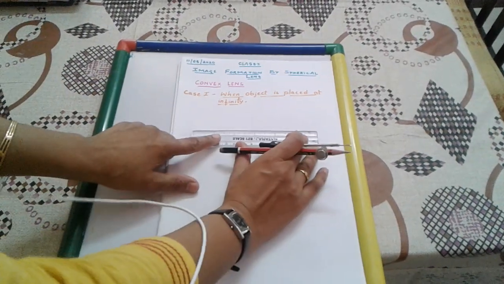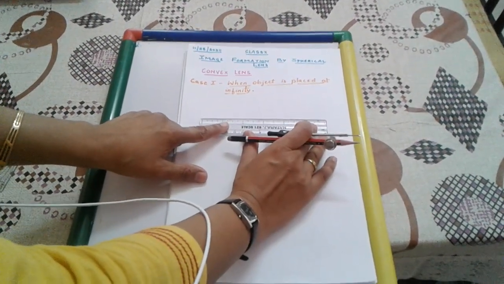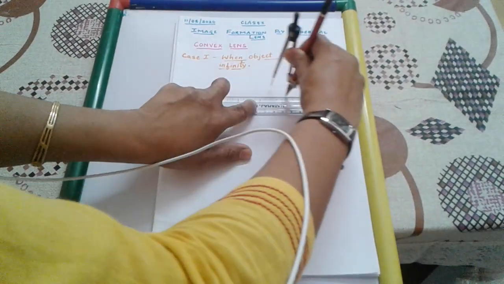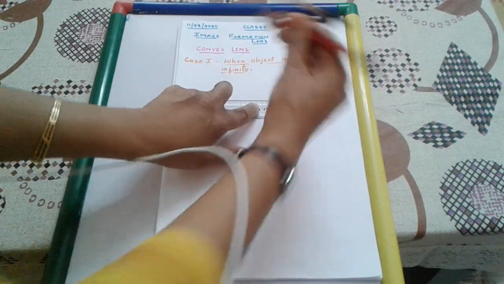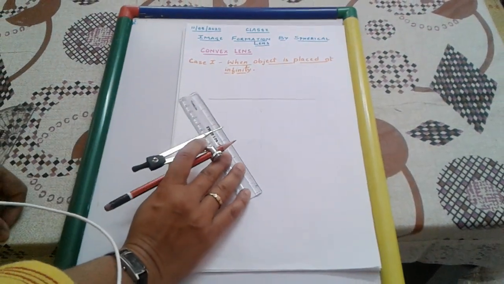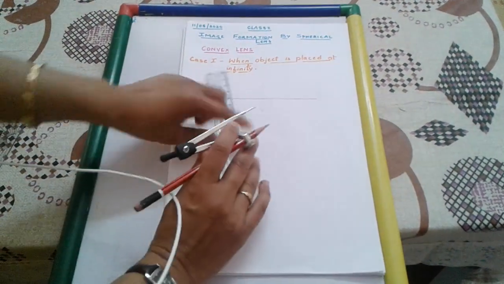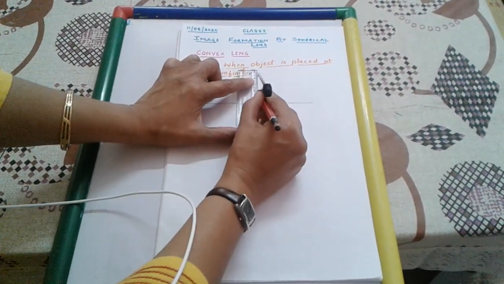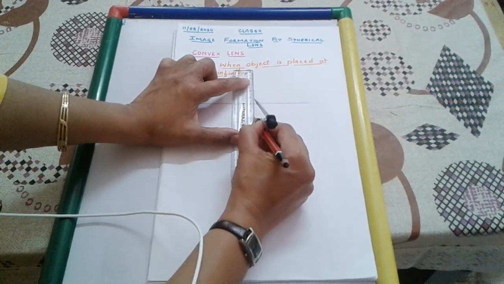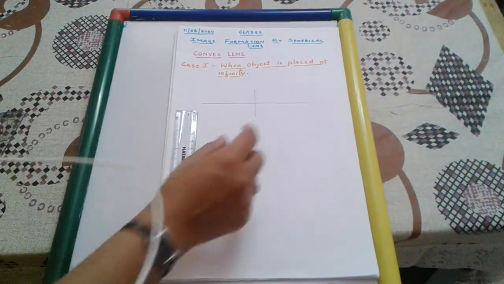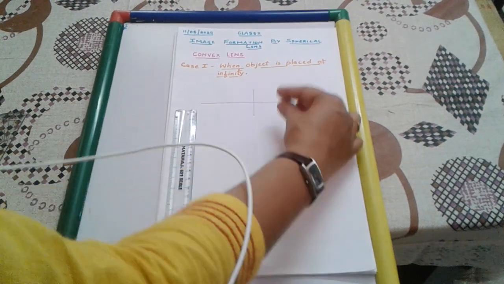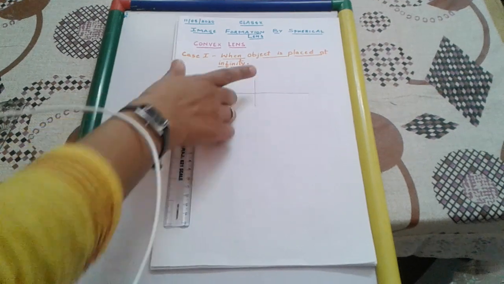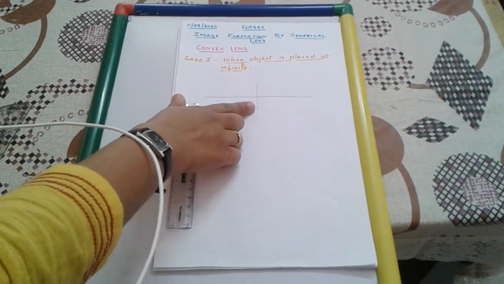So this is the first way by which you can draw. Here you will need to draw the principal axis first. With the help of the scale and pencil, the first and foremost thing you need to do is draw the principal axis. And after that you need to draw the aperture. Now this is your choice, whatever length you decide for your aperture, but it should be equal above the principal axis and below the principal axis.